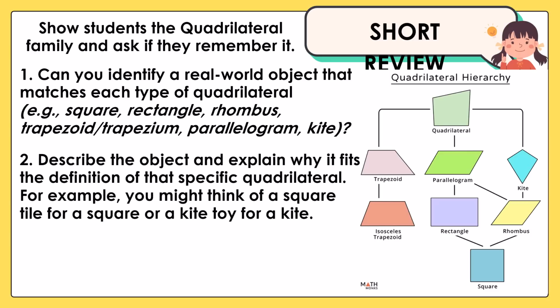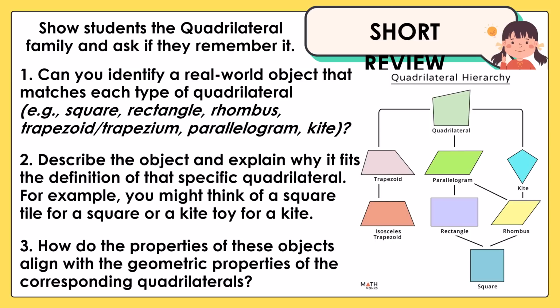Number 2. Describe the object and explain why it fits the definition of that specific quadrilateral. For example, you might think of a square tile for a square or a kite toy for a kite. Number 3. How do the properties of these objects align with the geometric properties of the corresponding quadrilaterals?